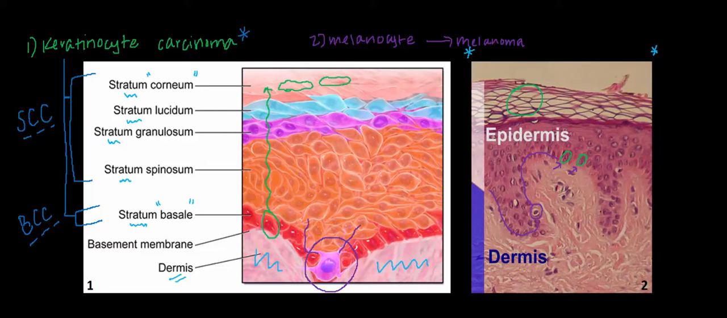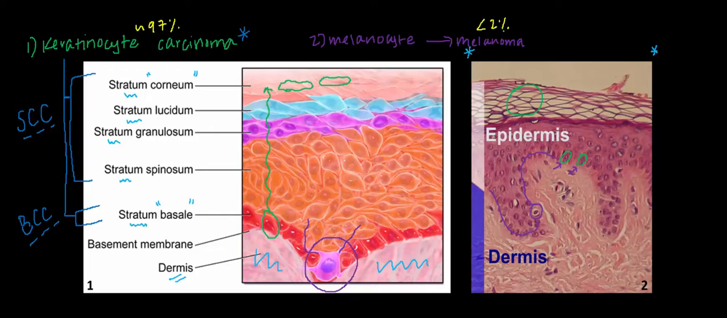Now, the last thing I want to touch on to hopefully tie all of this together is a little bit of epidemiology. So, keratinocyte carcinomas are the most common types of skin cancer. Depending on where you look, one figure that's commonly cited is that they account for about 97% of all skin cancers, while melanoma, on the other hand, accounts for about less than 2% of all skin cancers.